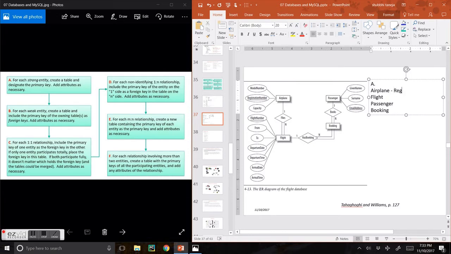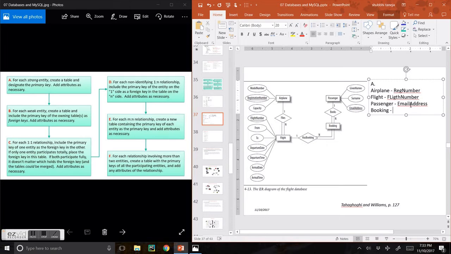So registration number is going to be the primary key for airplane. For flight, we have flight number that uniquely identifies all the records in the flight table. For passenger, we have email address. This is on the assumption that one person has one email address associated to them and no 2 people have the same email address.